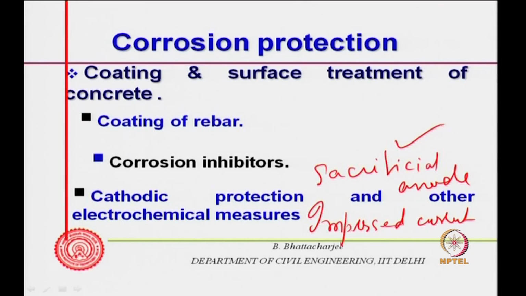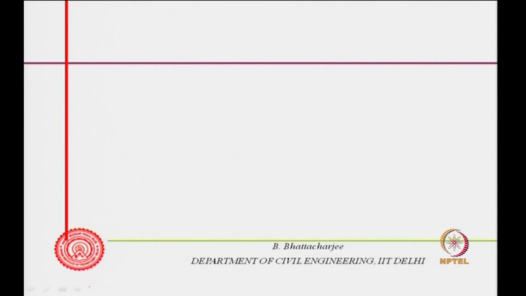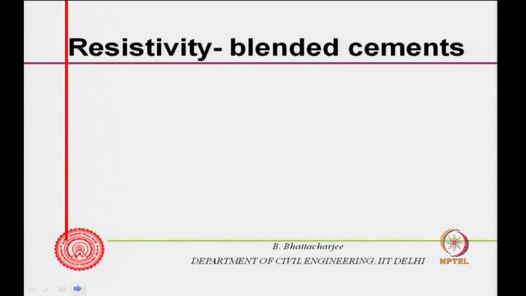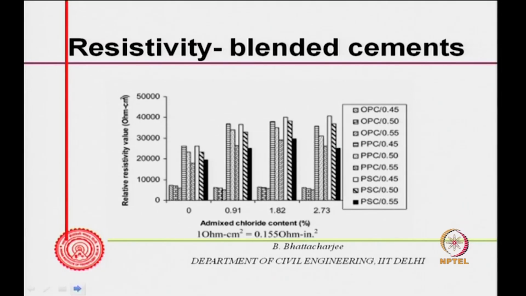If you are applying some current from outside through batteries, in some cases of bridges, reinforcement bar, it has been done. It changes the potential to such a level that it is immune potential. These are cathodic protection, the impressed current system. Coating of rebar and surface treatment, these materials are all costly processes. So, just to conclude our discussion, the resistivity of blended cement I was talking about.